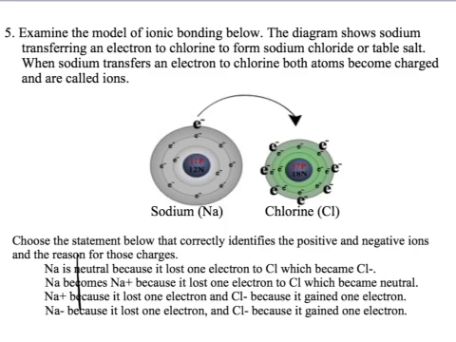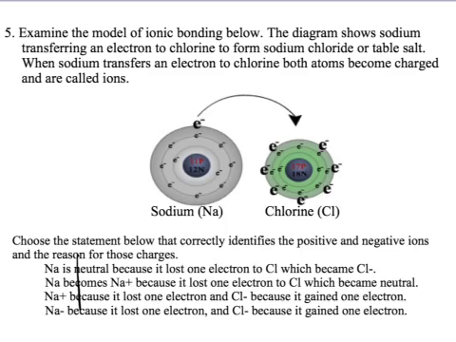Examine the model of ionic bonding below. The diagram shows sodium transferring an electron to chlorine to form sodium chloride, or table salt. When sodium transfers an electron to chlorine, both atoms become charged and are called ions. Choose the statement below that correctly identifies the positive and negative ion and the reason for the charge.